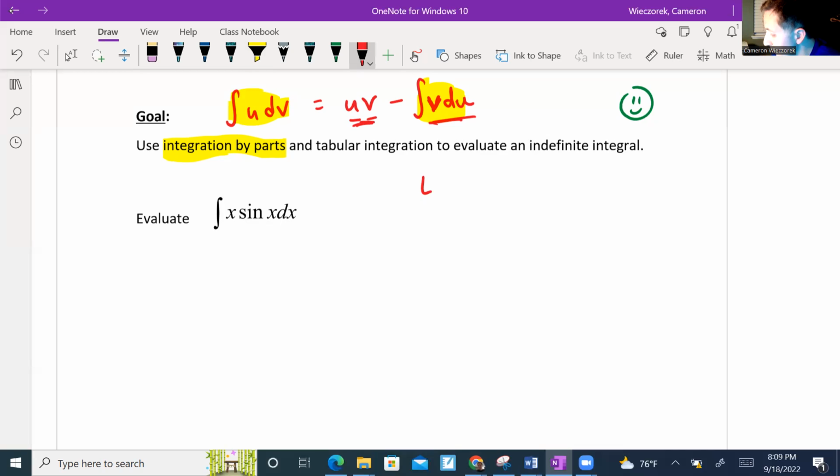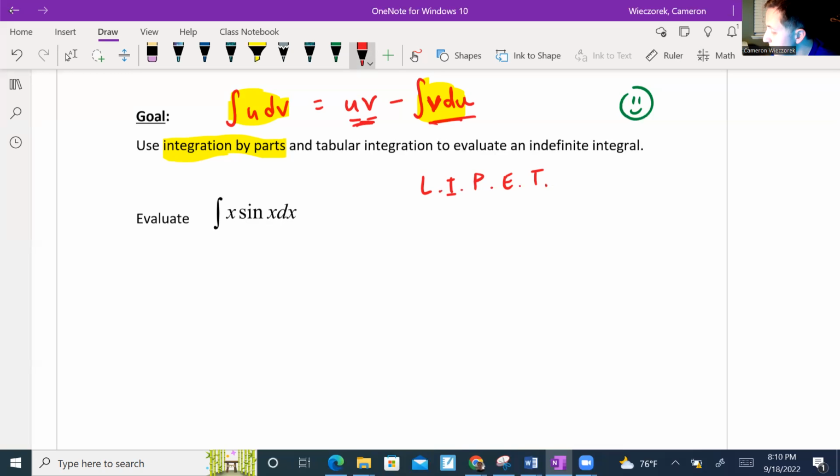I like to use the acronym LIPET, where L stands for logarithmic functions, I stands for inverse trig functions like arctan, arcsine, arccosine. P stands for polynomials or algebraic functions. E stands for exponential functions, and T stands for trig functions, your typical sine, cos, and tan, or secant, cosecant, cotangent.